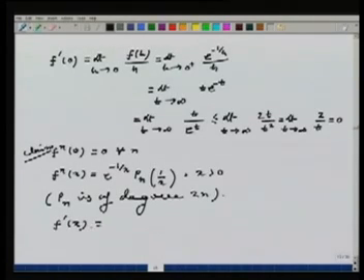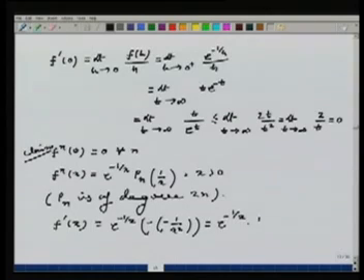We can just simply differentiate. It is e to the power minus 1 by x times the derivative of minus 1 by x, that is minus of 1 by x square, which is e to the power minus 1 by x into 1 by x square.